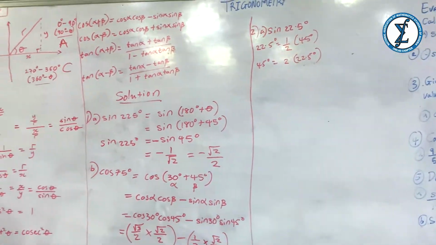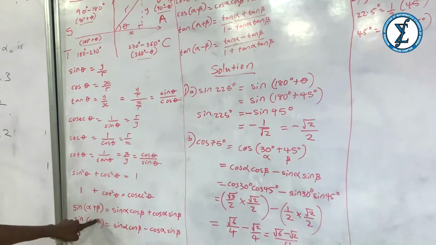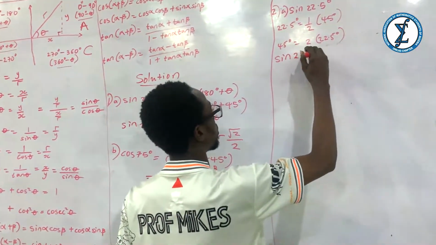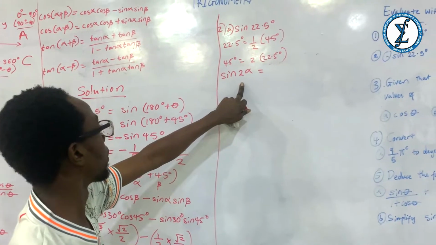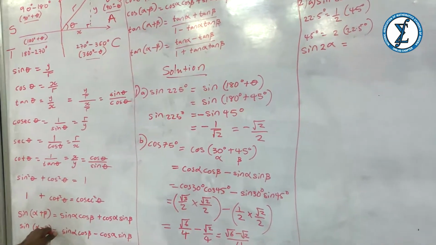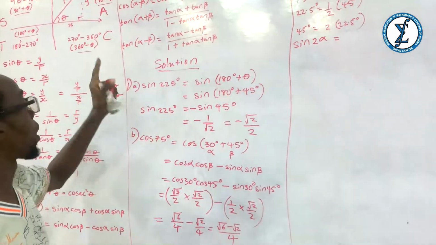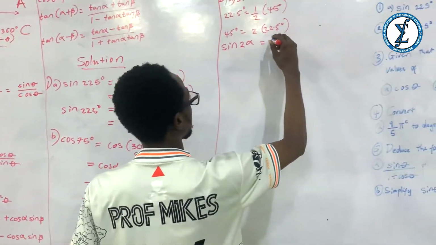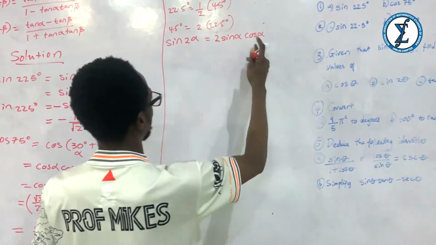Now, a special case of sine alpha plus beta is where alpha is equal to beta, which means we have sine 2 alpha. And when we have sine 2 alpha, okay, it will be best we use cosine. And I'm going to explain why we have to use cosine. Let me write this out. Sine 2 alpha is equal to 2 sine alpha cos alpha. You'll be able to show that.